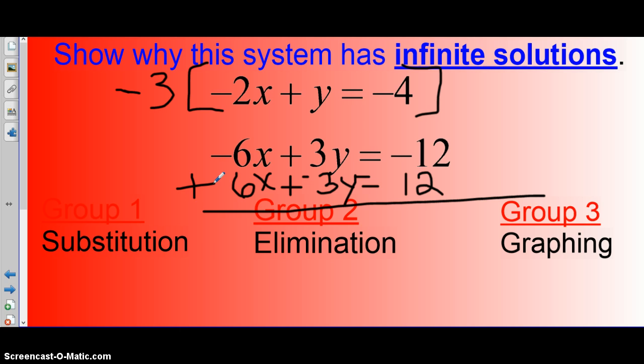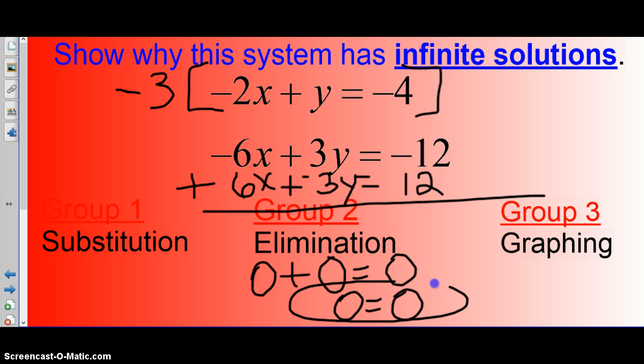So we've got negative 6x plus 6x is 0, plus 3y plus a negative 3y is 0. A negative 12 plus 12 is 0. We end up with 0 equals 0. When you have this equation, that is a true statement: 0 is equal to 0. That tells you you have an infinite number of solutions. So these two lines, if you were to graph these, would be on the same exact line.